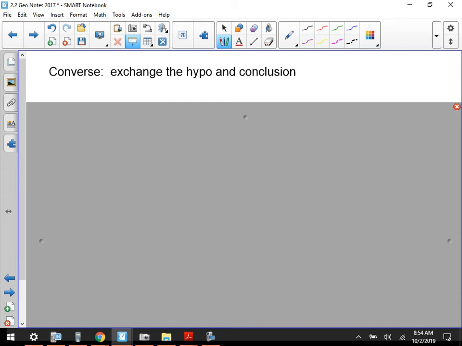The P and Q, the original was lines are perpendicular, then they intersect. If lines intersect, then they are perpendicular. We're exchanging the P and Q. Is that statement true or false? False. It's false. What's your counterexample?